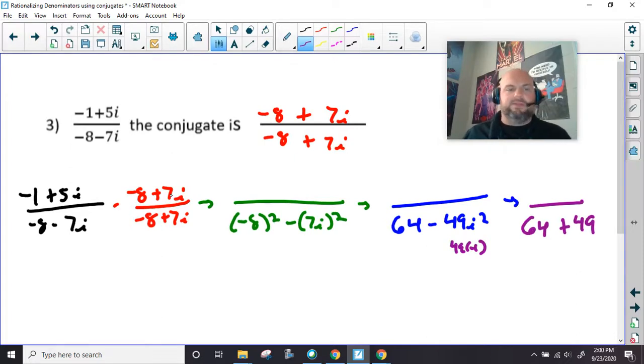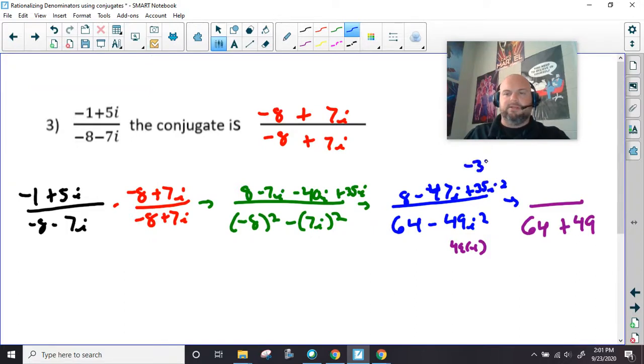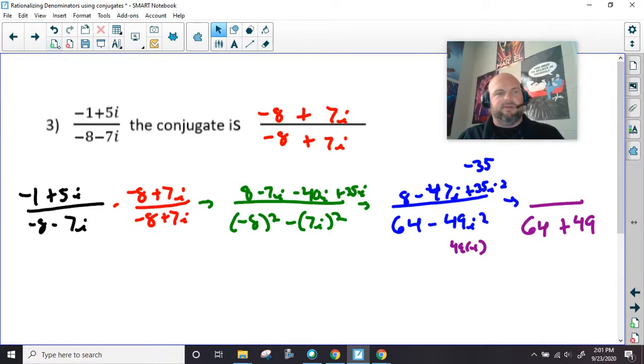All right. Now, with this, you're going to have to do double distributive or whatever. And let's see, that would be a +8 and a -7i, a -40i and a +35i squared. 8 minus 47i plus 35i squared. Now, remember the i squared, this is going to change to -35. So, again, I'm not going to finish it out, just going to try to help you a little bit. But on these, I would definitely do the bottom first.